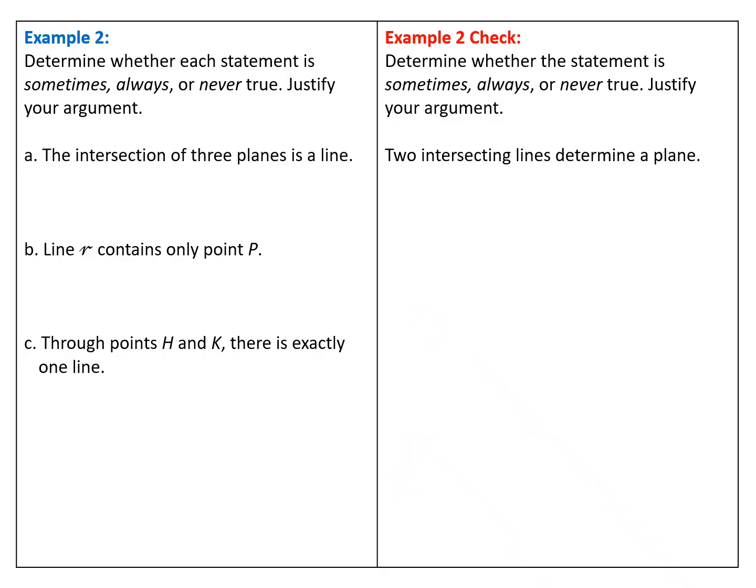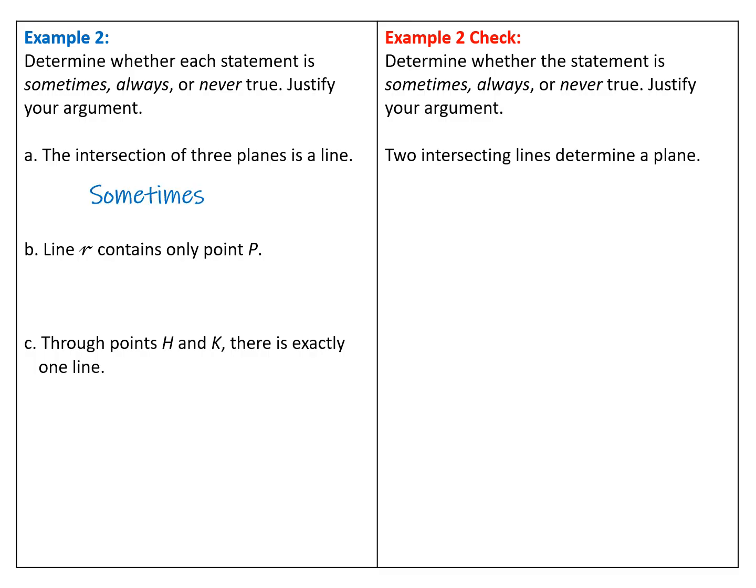Let's look at example 2. It says determine whether each statement is sometimes, always, or never true. Justify your argument. The intersection of three planes is a line. We just said the intersection of two planes is a line. The intersection of a third plane could also be a line, but it could also be a point. So this is sometimes true.